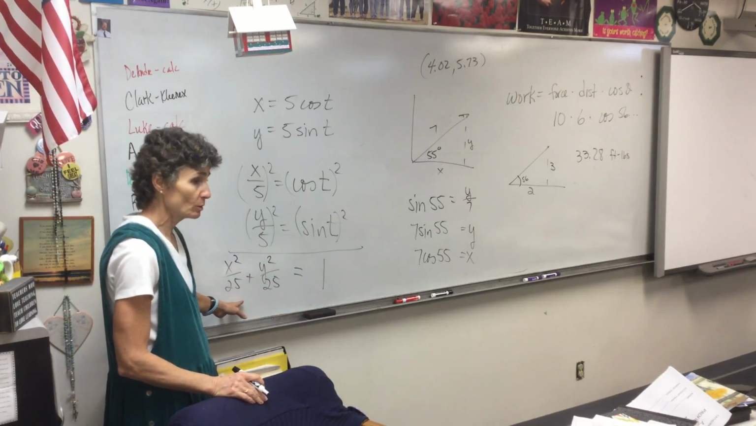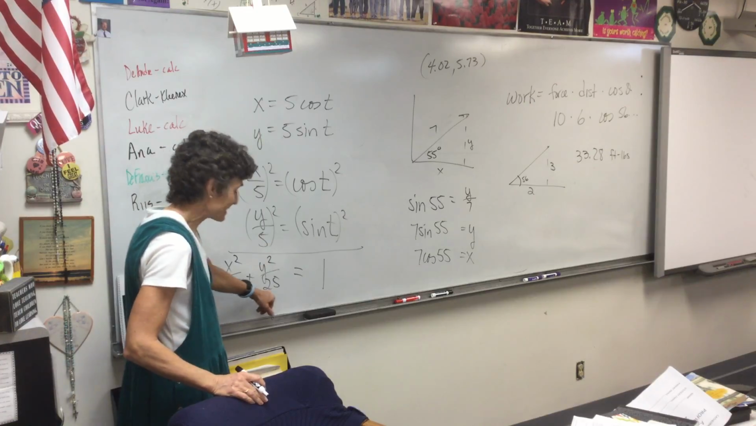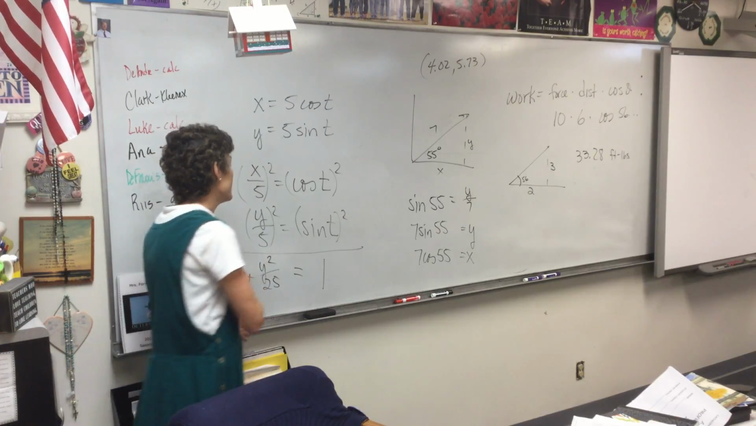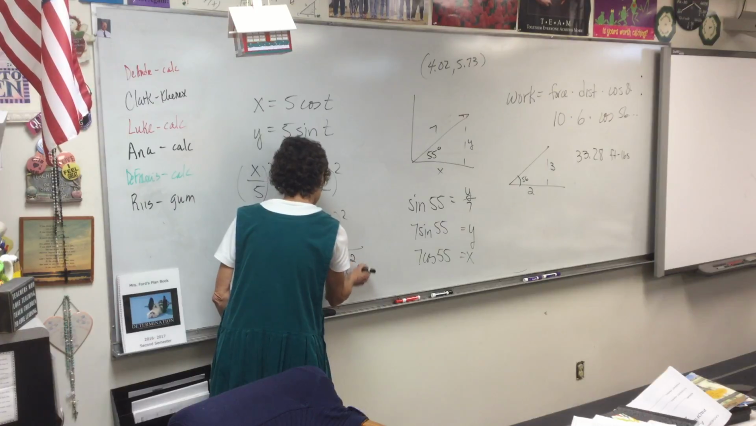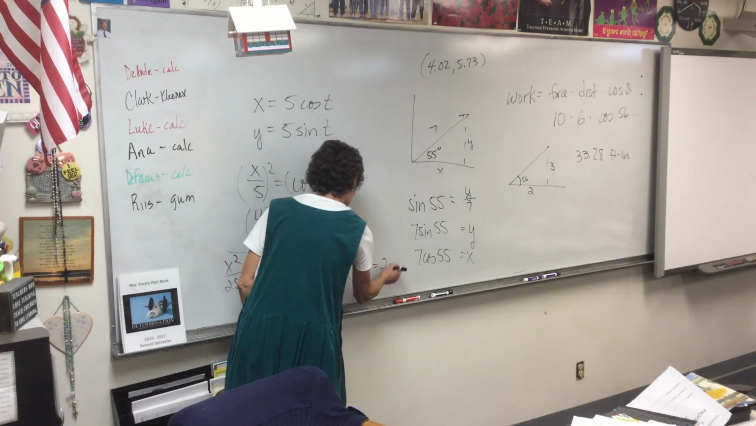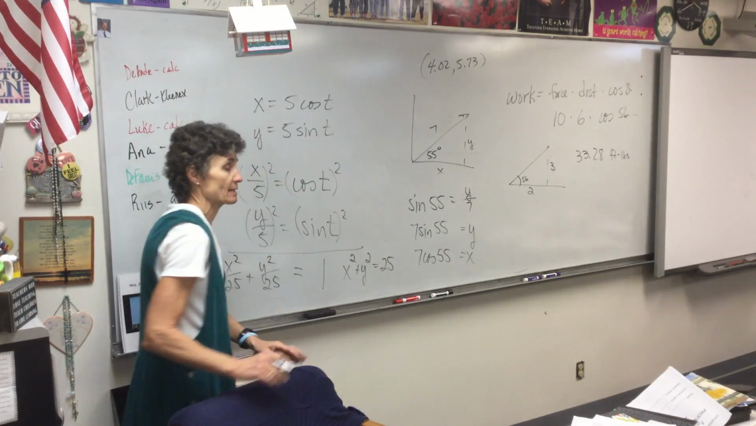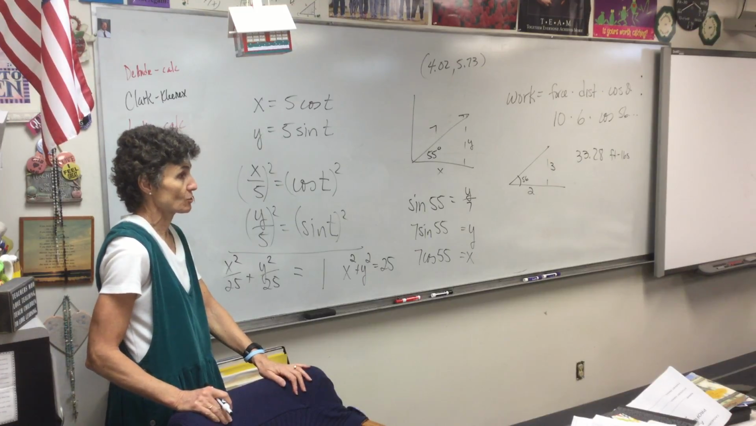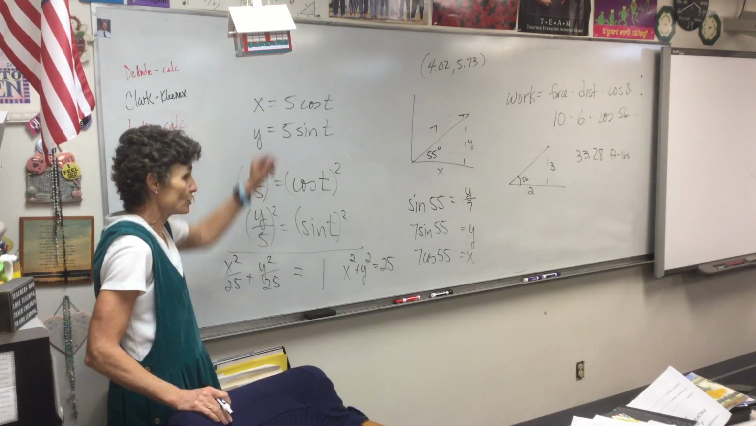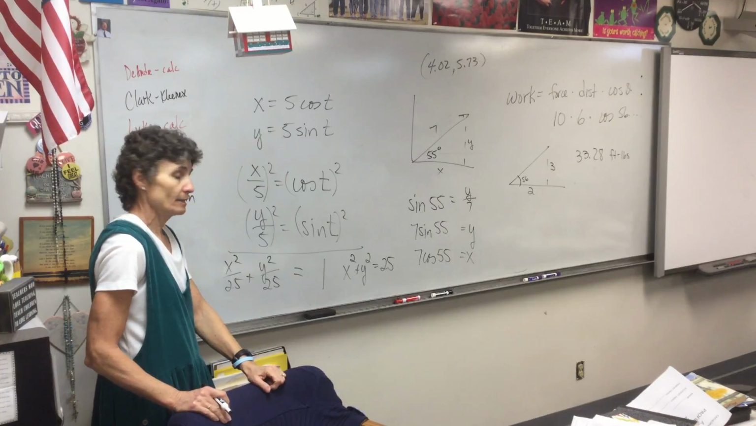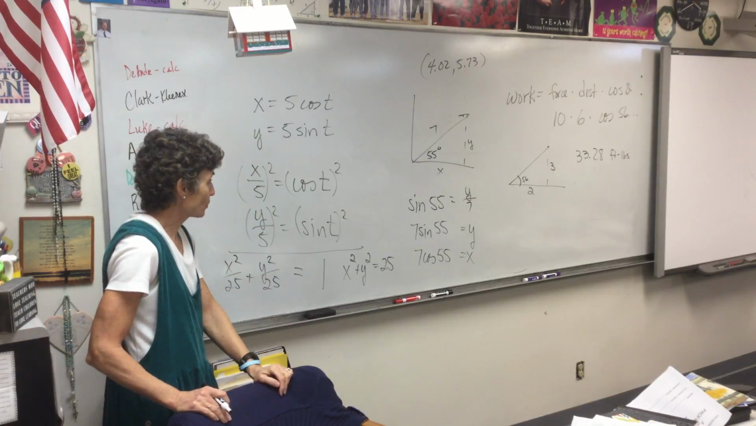Now that is absolutely fine, but since these numbers match, sometimes we go ahead and multiply through. You do not have to do this, but then it looks like the equation of a circle. This is a circle, since those two numbers are the same. It's not an ellipse like the other one was. This one is a circle.